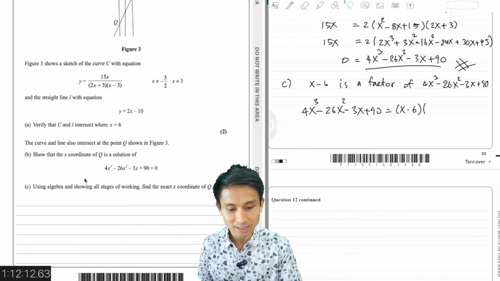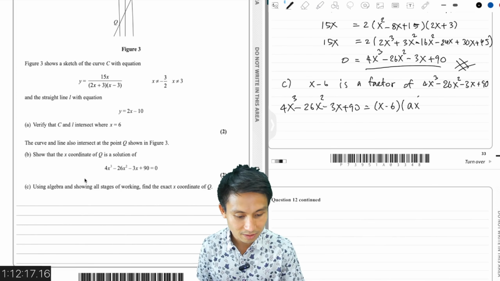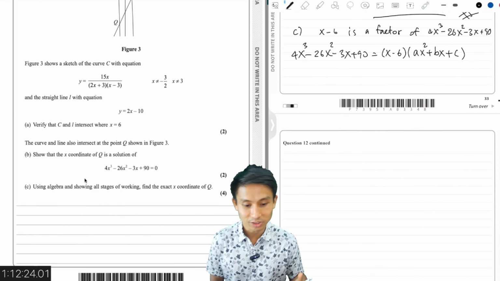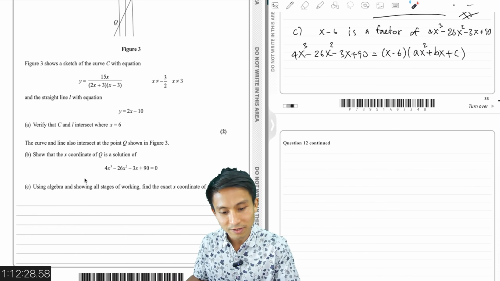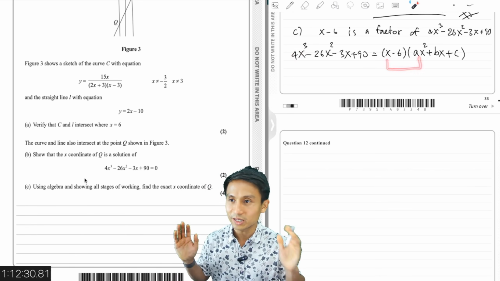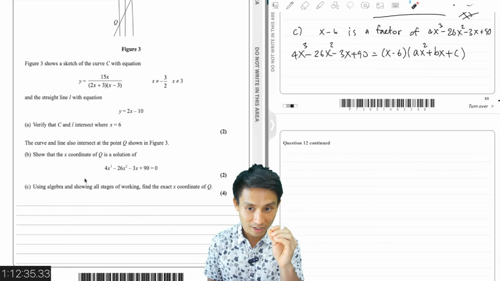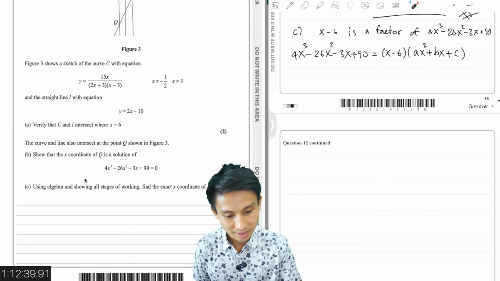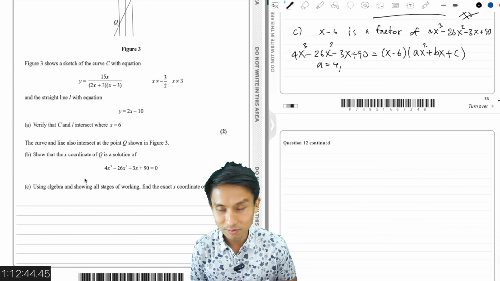And then because the other factor should be quadratic, I'm going to have to write ax squared plus bx plus c. This one, if you know how to do, is also easy. Let me show you. The first term times the first term must be 4x cubed because it's the only pair that would give you the cubic term there. So a must be 4, logically speaking.